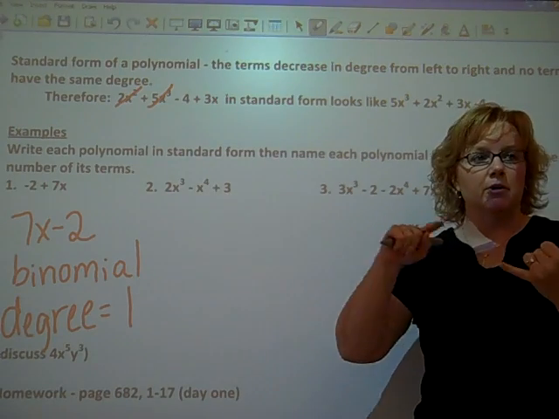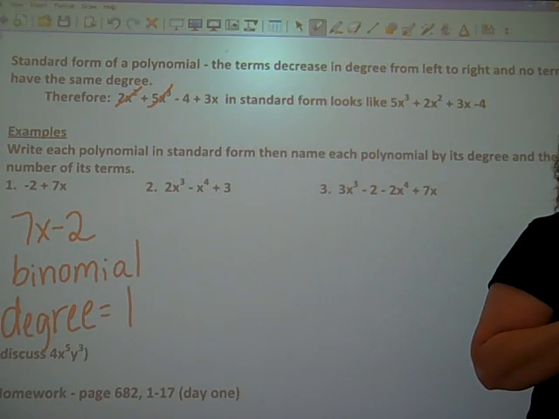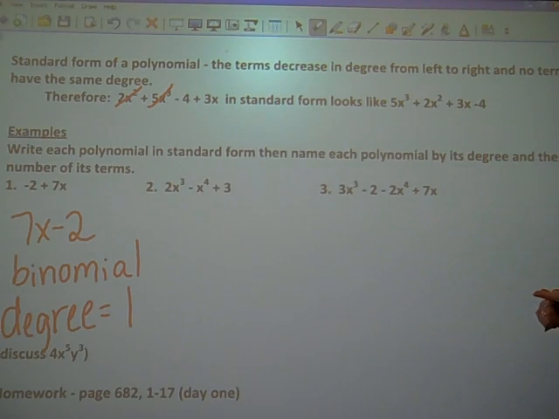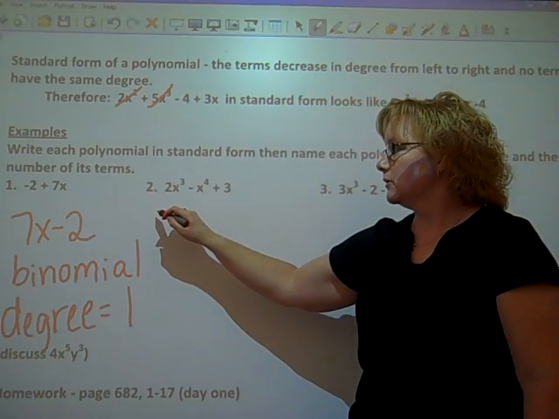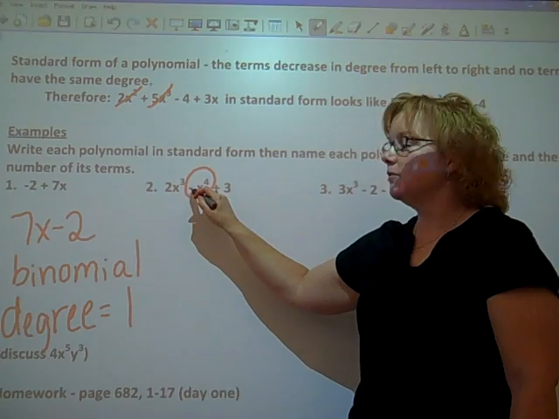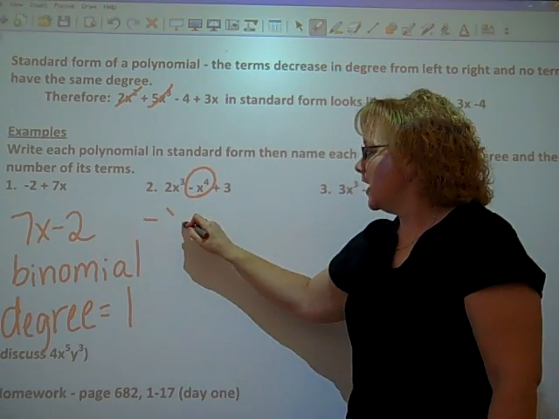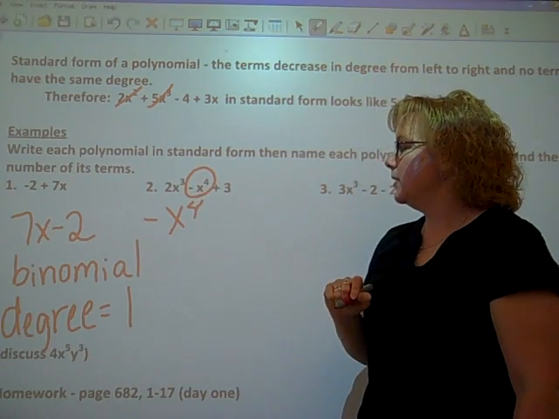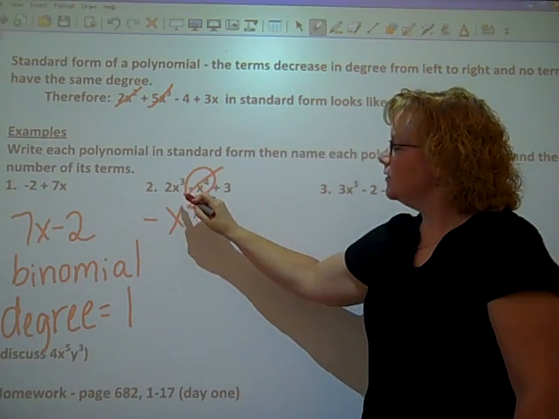Number 2, I'm going to ask myself, is it in standard form? Yes or no? No. So I'm going to get it in standard form. Chase, help me out. How am I going to get that in standard form? You put x to the 4th in the front. Okay, so be careful. Don't forget your negative. Okay, good. Negative x to the 4th, then what? 2x to the 3rd. Okay.